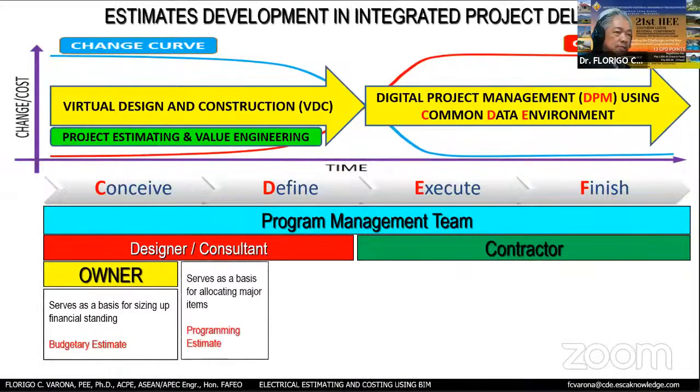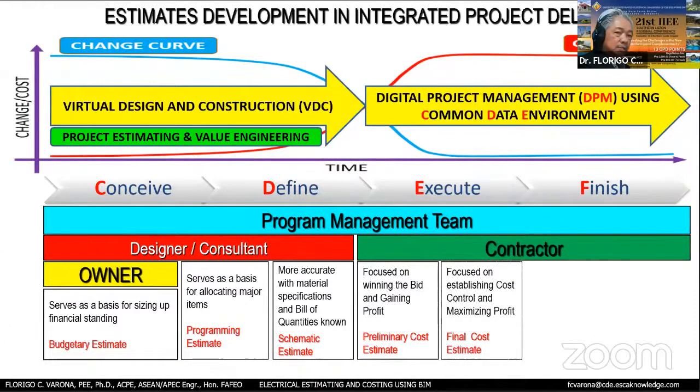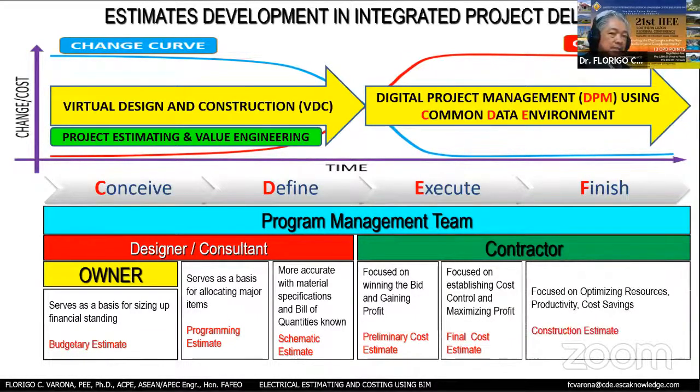Okay, so this is in relation to the stages: the budgetary estimate, then the programming estimate during the definition stage, including the schematic estimate. And then we have the preliminary cost estimate prior to execution, then the final cost estimate, wherein we use that for establishing cost control and maximizing profit, and then the construction estimate, which is focused on optimizing resources, productivity, and cost savings. So this is about estimates in a nutshell.